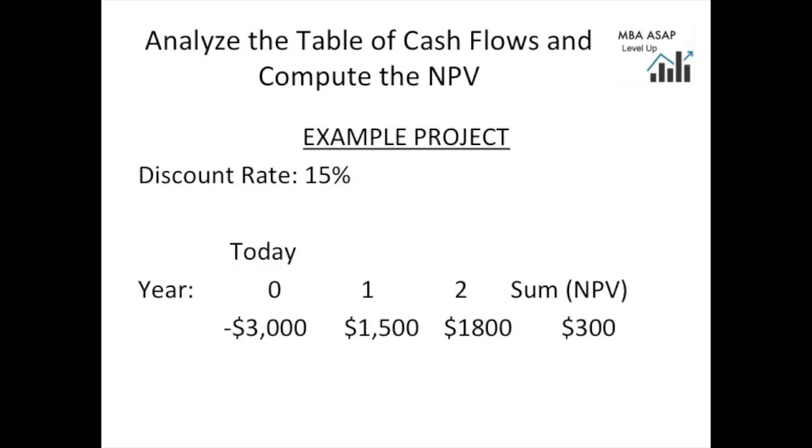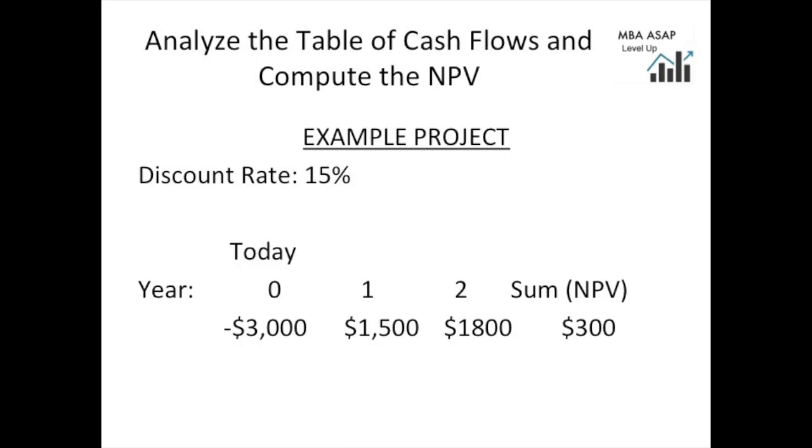In period zero, today, we need to spend $3,000. Is it worth it to spend that $3,000? What do we get in return? What are the cash flows coming in off the project? Well, we have a cash flow of $1,500 coming in at the end of year one, and we've got a cash flow of $1,800 coming in at the end of year two.